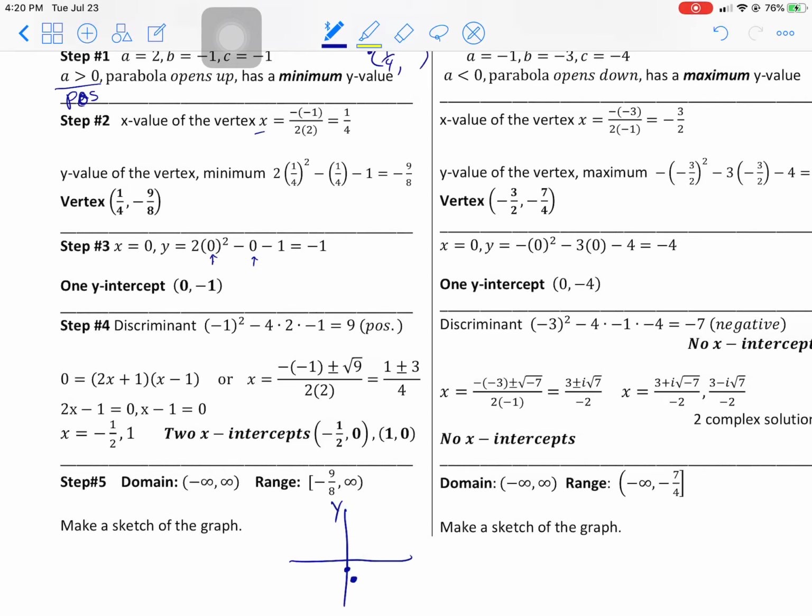I'm going to calculate my discriminant. My b squared is negative 1 squared. And then remember the formula, b squared minus 4 times a times c comes out to a positive 9, which means it's going to be 2 real solutions.